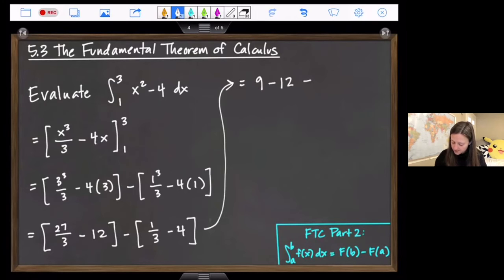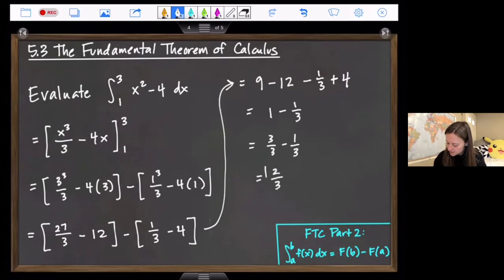So the 27 over 3 is going to be 9 minus 12. Then I've got a minus, I'm going to distribute that negative sign. I've got a minus 1/3 plus 4. So let's lump all of our whole numbers together. 9 minus 12 will give me negative 3, plus 4 is going to give me 1. So I've got a 1 minus 1/3. And just to combine those, let's make that 3/3 minus 1/3, or 2/3.